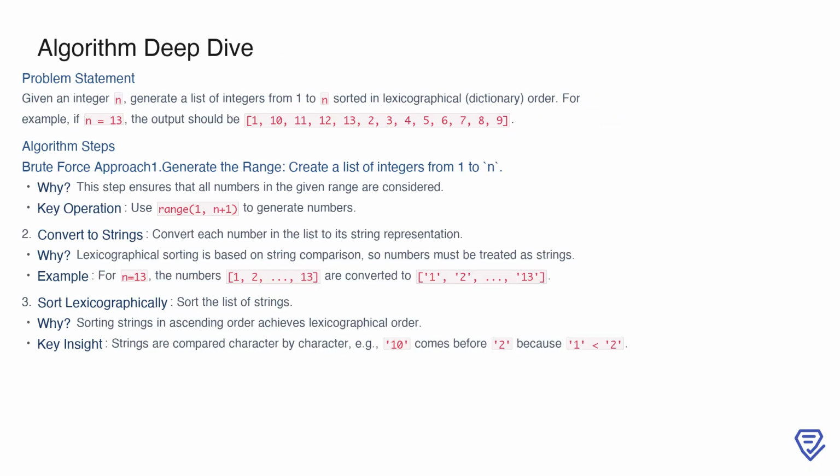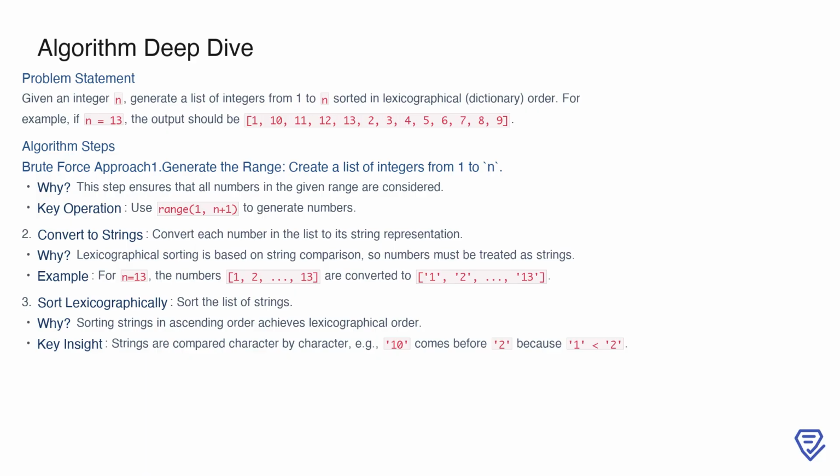To solve the problem of generating integers from 1 to n in lexicographical order, we can start by understanding a simple brute force approach. First, we generate the range of numbers from 1 to n. This ensures that all integers within the specified range are considered. For example, if n is 13, this step produces the numbers 1, 2, through 13.